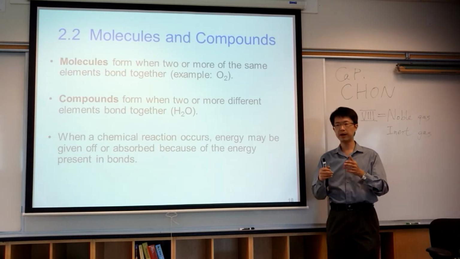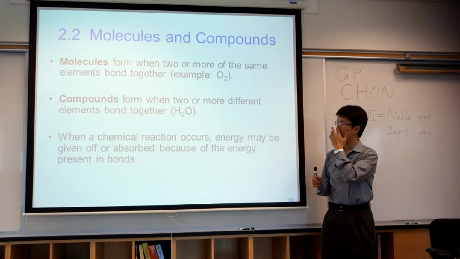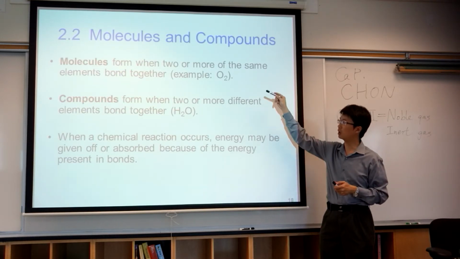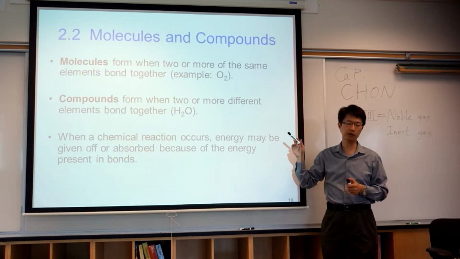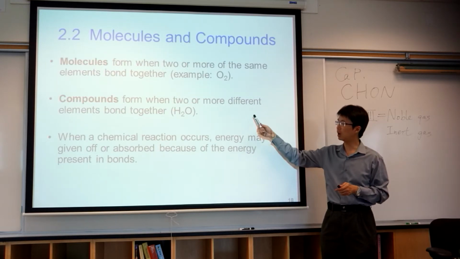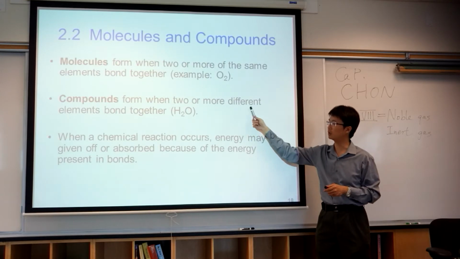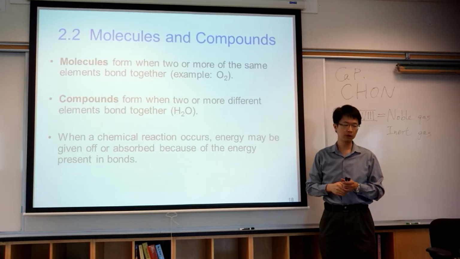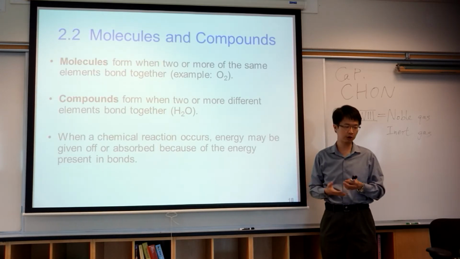Now, we talk about elements. What about molecules and compounds? A molecule, by definition, is when you have 2 or more of the same element bonded together. An example is oxygen gas. Oxygen gas, O2, we call it a molecule. A compound is when you have 2 or more different elements bonded together. It is different. For example, H2O. Another example is NaCl, which is our table salt.